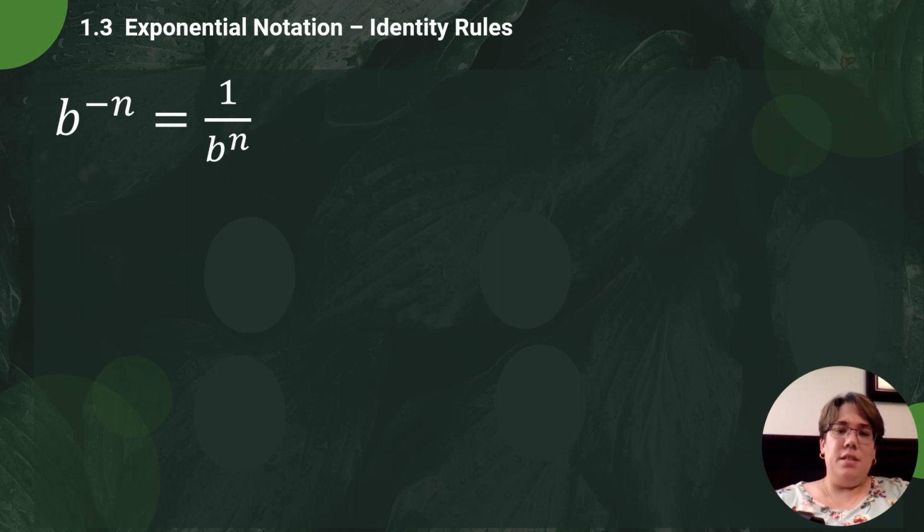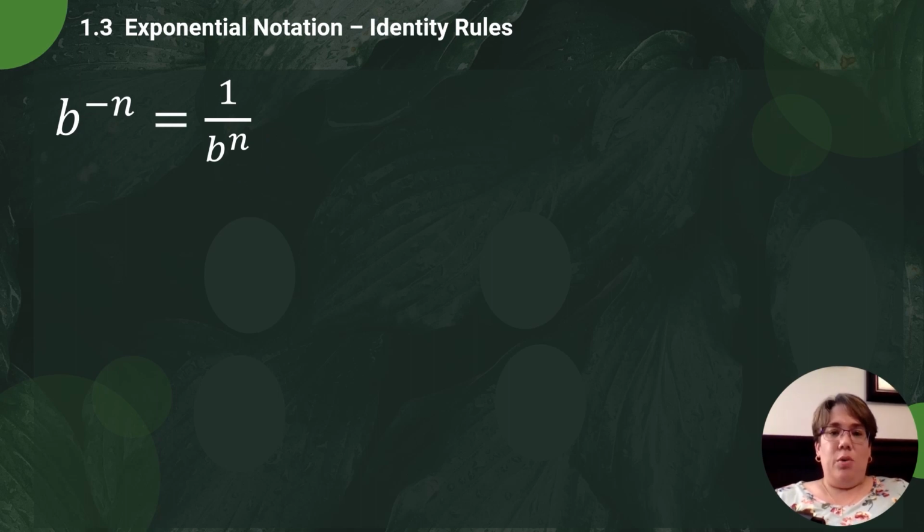The next identity rule has to deal with negative exponents. And so here you can see this rule. Imagine that everything is understood to be over 1, like a fraction over 1. What we can do is take the reciprocal of this, and when you take the reciprocal, it becomes a positive exponent. Taking the reciprocal of this becomes what you see right here, 1 over b to the n.